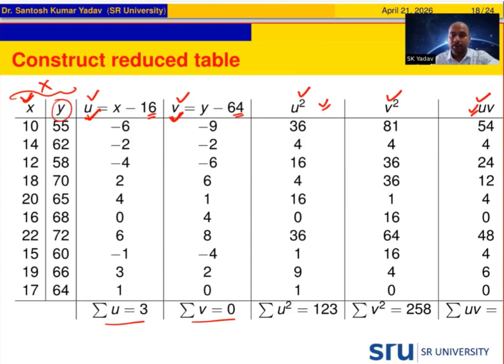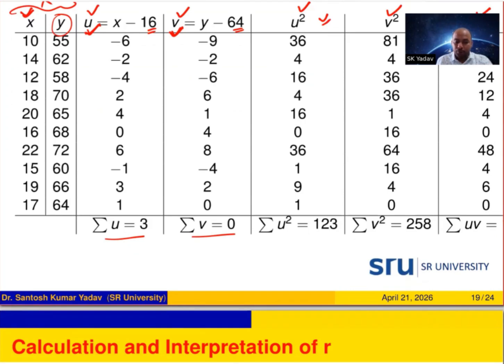So here is the solution of this particular problem. We have constructed the table here. So what is the summation UV? It is hidden here. It is 156, a small number.